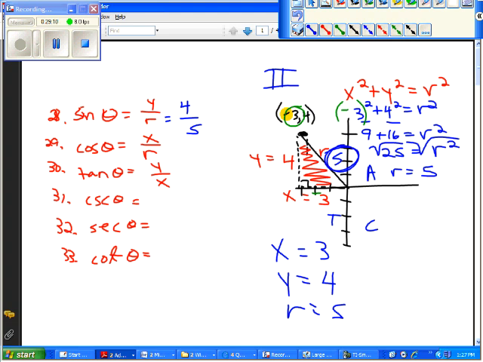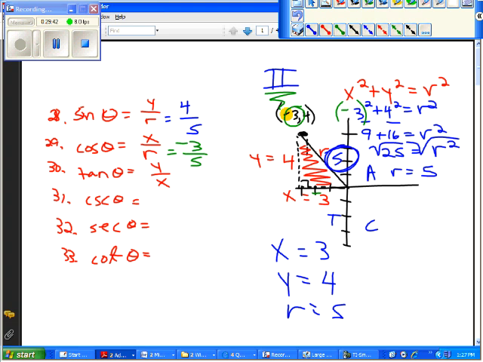Now when we go to cosine, cosine is x over r. And so cosine is 3 over 5. But then we think, well, what quadrant are we in? 2. Is cosine positive or negative in quadrant 2? It's negative. You see, that tells us the final answer is negative. Doesn't matter if the 3 was negative or the 5 was negative or the 4 was negative. 5's never going to be negative because it's the distance.